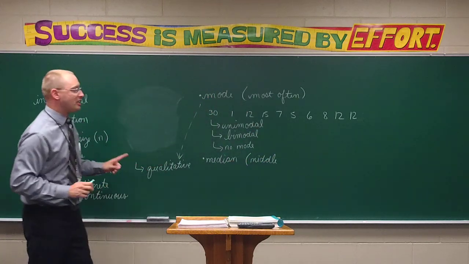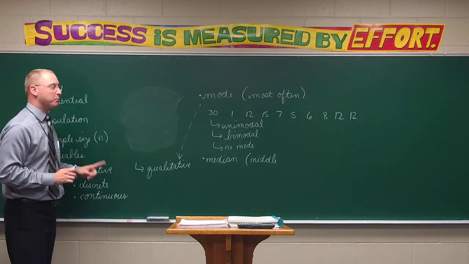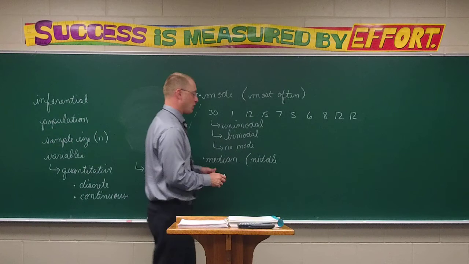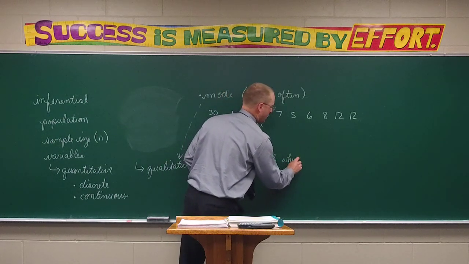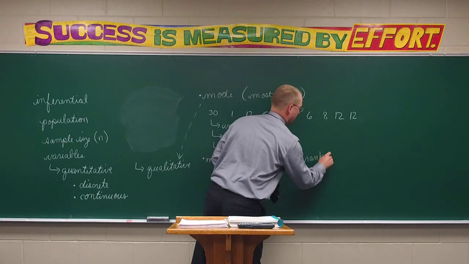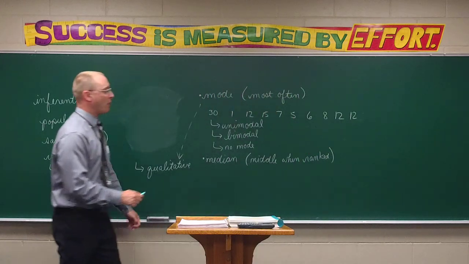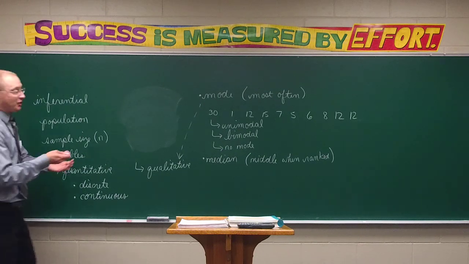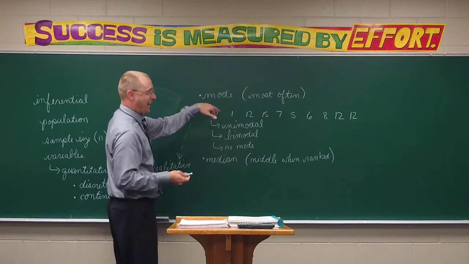But in order to find a middle value, we have to put the numbers in order, the statistics in order. Putting it in order is referred to as ranking. So we're going to say that the median is the middle value when ranked. Middle value when the statistics are ranked. So we would have to take these numbers of guys with their ties and put them in order.